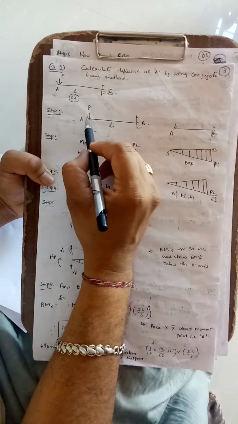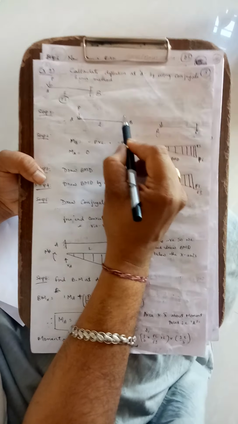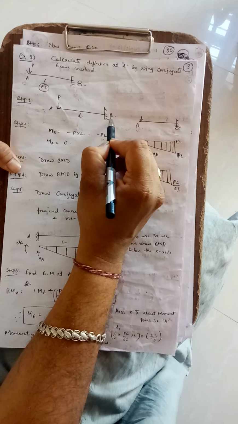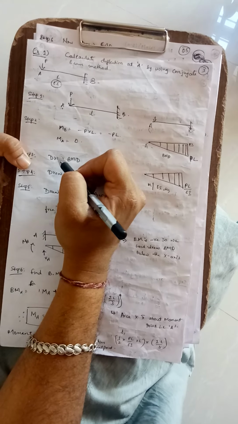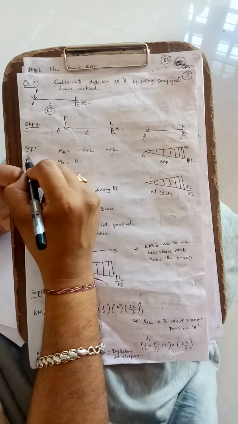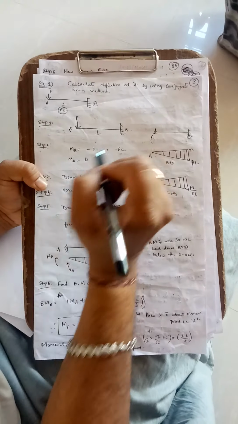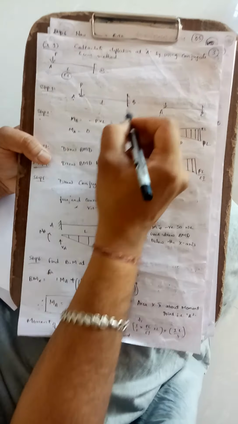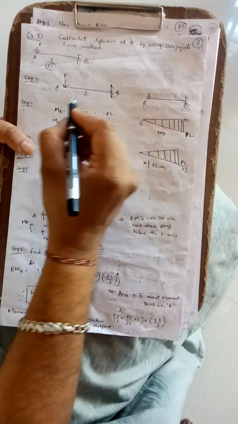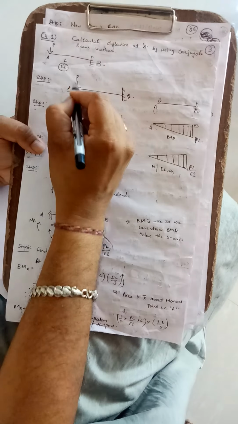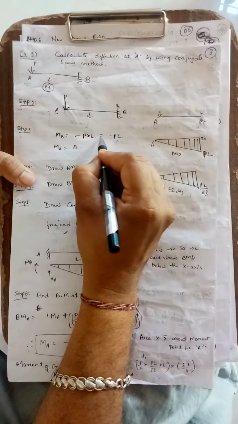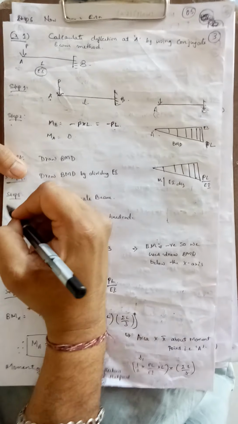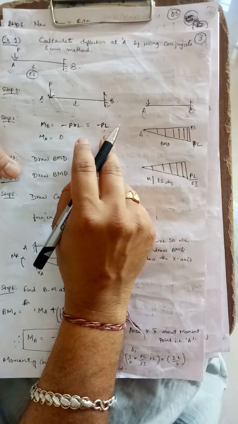Now step 1, write down your real beam. This is the real beam, this is point B, point A, and point load P is acting at point A. Now for this, step 2 is you need to find out the moment at B. What is the moment at B? P into L, minus P into L. That is minus PL.